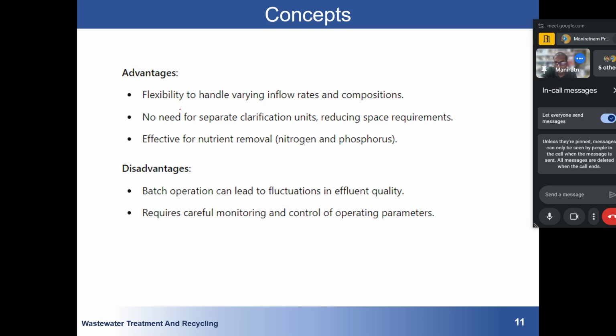Advantages: flexibility to handle various inflow rates and compositions. No need for a separate clarification unit, reducing space requirements, as it is all happening in one single tank. It is effective for nutrient removal. Disadvantage: batch operation can lead to flocculation issues in effluent quantity.